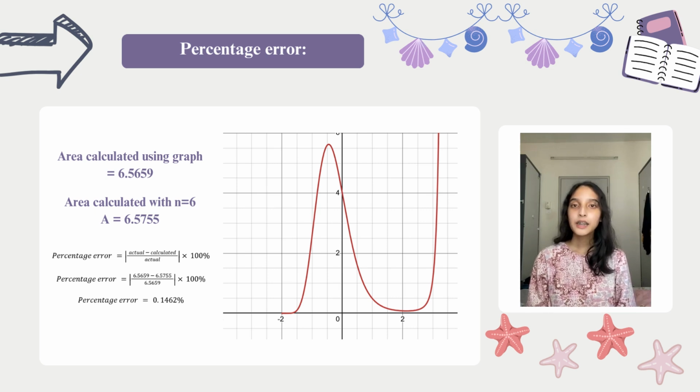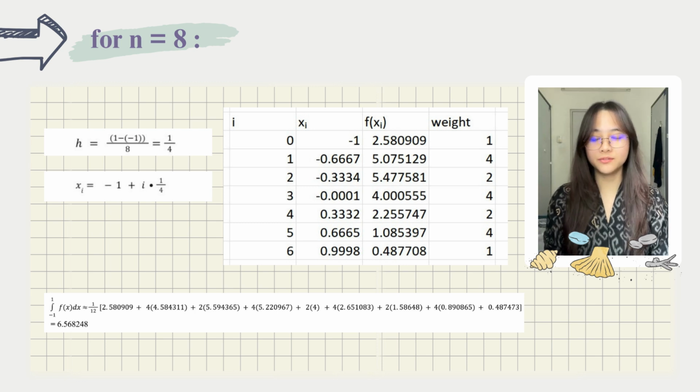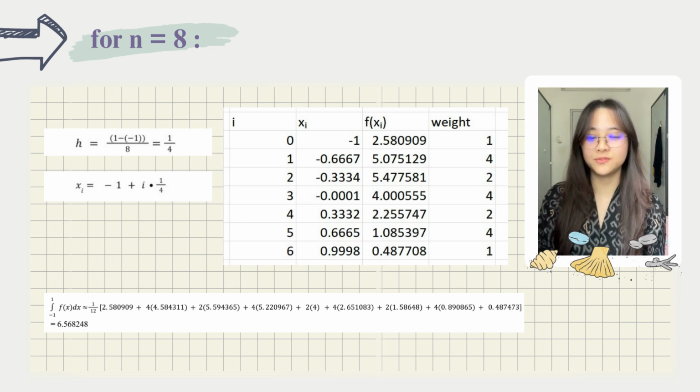Since there is a difference in the values of the areas, we calculated the percentage error using the formula, which is percentage error equals the actual value minus calculated value over the actual value times 100%, and we will get 0.1462%.